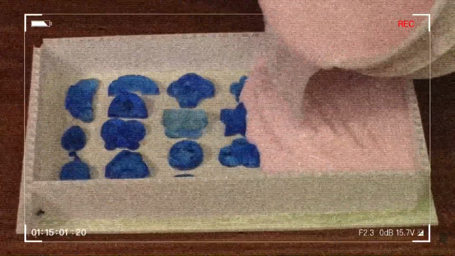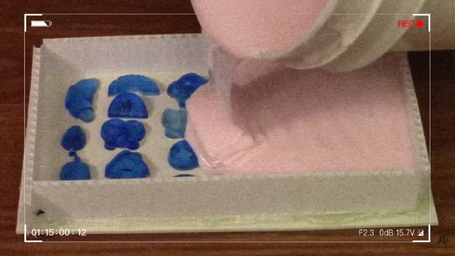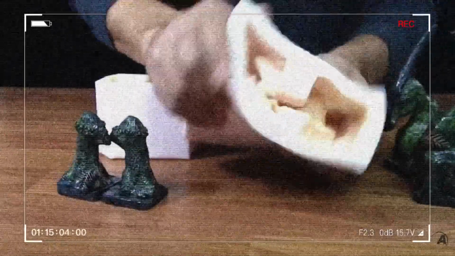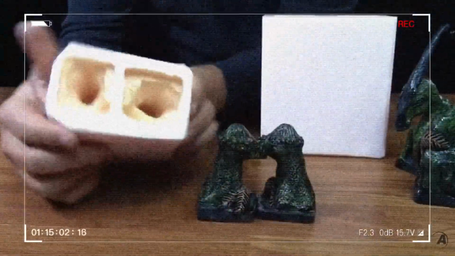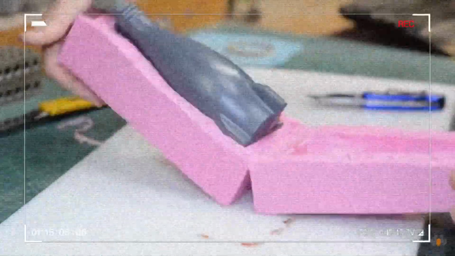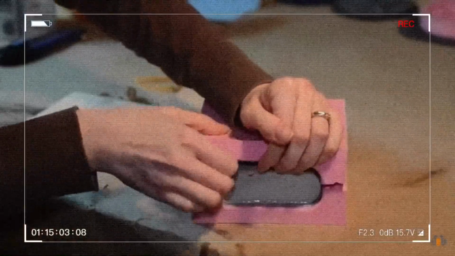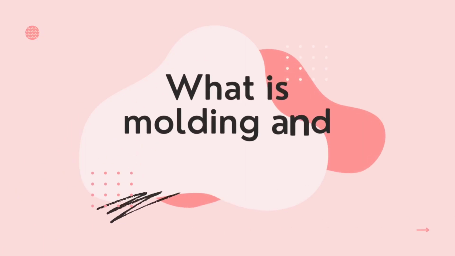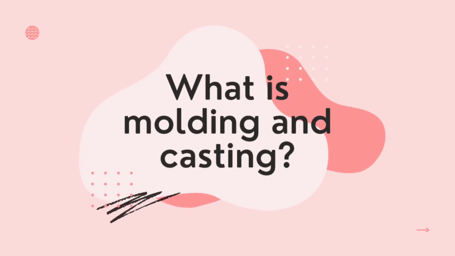But these processes also play leading roles outside of fine art and support areas as varied as scientific research and mass manufacture in the automotive industries. And if you don't know, many of the decorative and everyday objects you yourselves use have been made through various mold making processes. Let us now dig deeper into what mold and casting are.